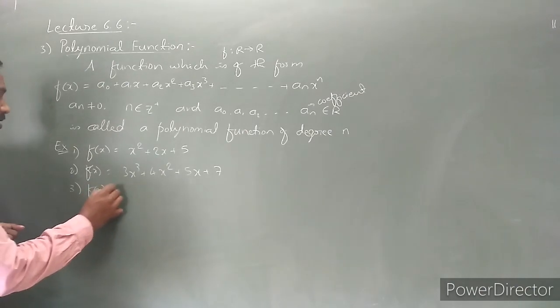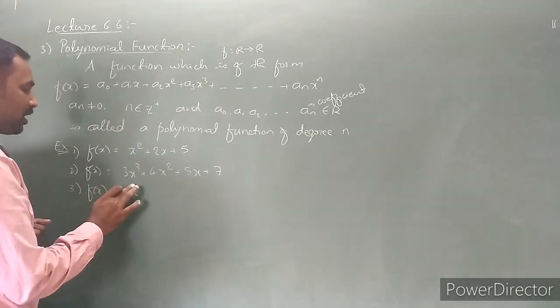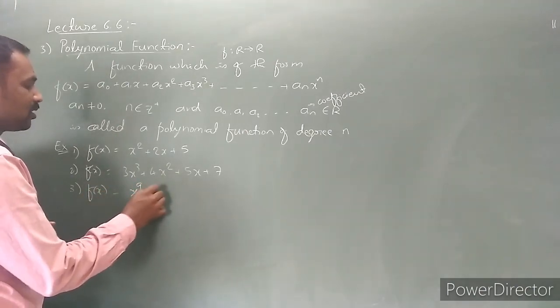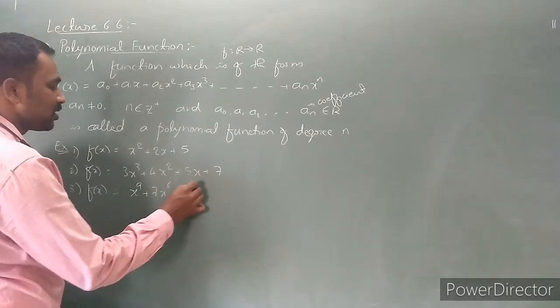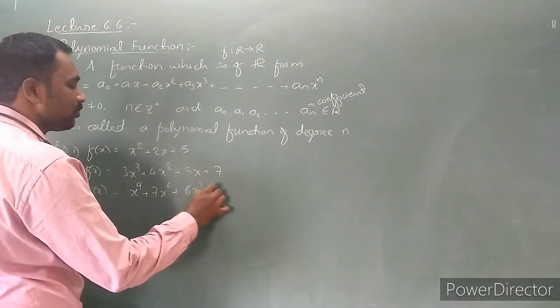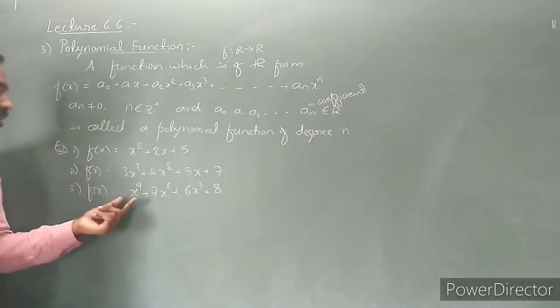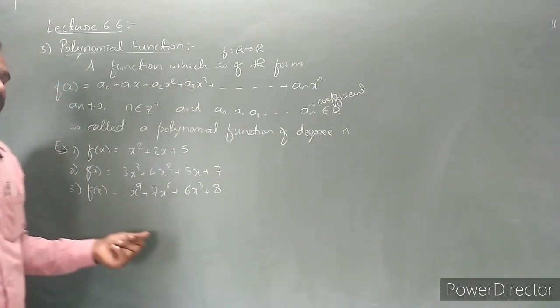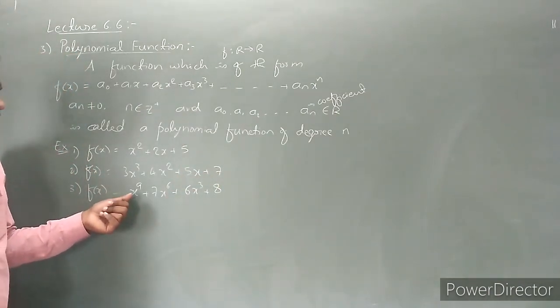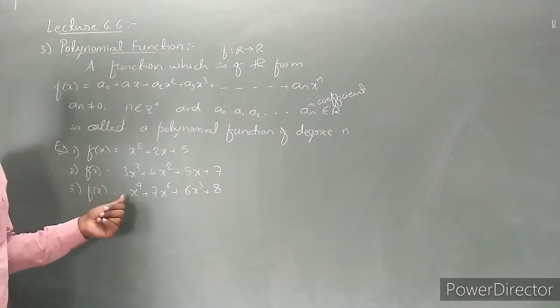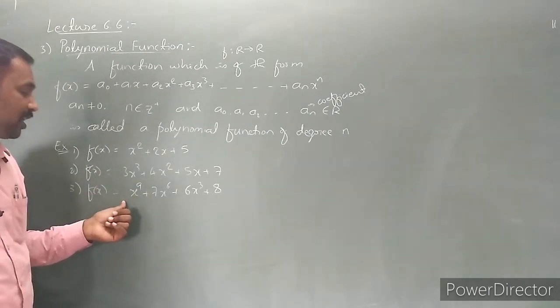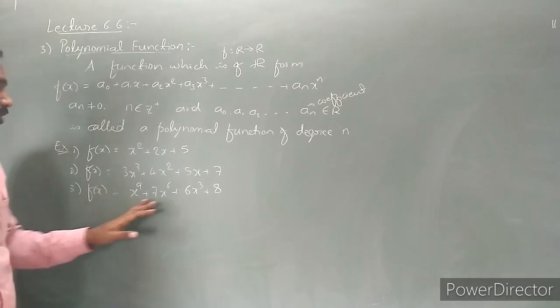Similarly, f of x is equal to x power 9 plus 7 into x power 6 plus 6 into x cube plus 8. This is a polynomial function. What is the highest power of the variable? The highest power of the variable is 9. Therefore, it is called a 9th degree polynomial function.